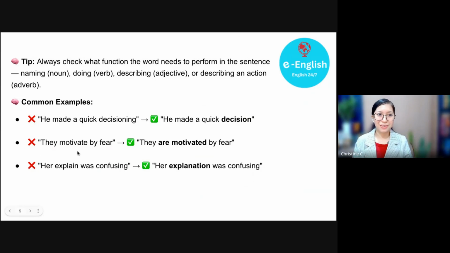"They motivate by fear" is not correct. "They motivate by fear." How do we correct that? "They are motivated by fear." Okay. So one thing here is that we're using an adjective. You have your verb, are. Motivated is an adjective. So you are motivated; they don't motivate, but something else motivates them. So this is like a passive sentence. Okay. It's like a sentence in the passive voice. Okay, perfect. Any questions so far?